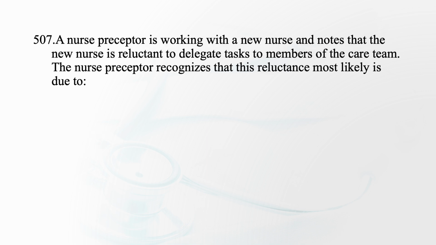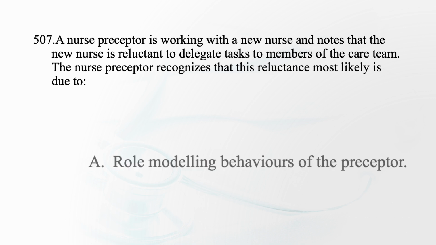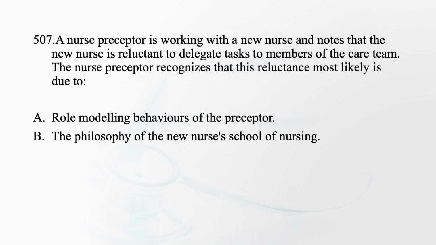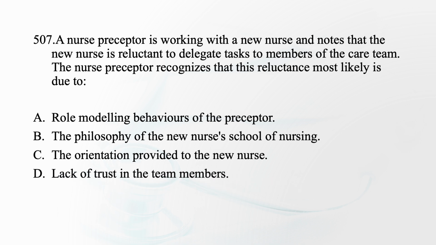Question number 507. A nurse preceptor is working with a new nurse and notes that the new nurse is reluctant to delegate tasks to members of the care team. The nurse preceptor recognizes that this reluctance most likely is due to option A. Role modeling behaviors of the preceptor. Option B. The philosophy of the new nurse's school of nursing. Option C. The orientation provided to the new nurse. Option D. Lack of trust in the team members. The correct answer is option D. Lack of trust in the team members.